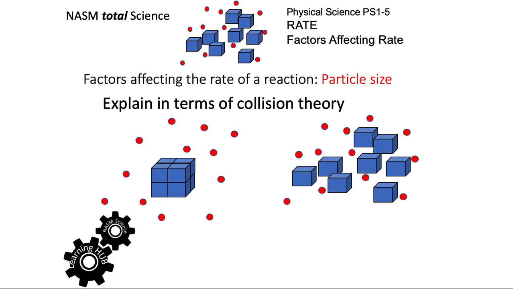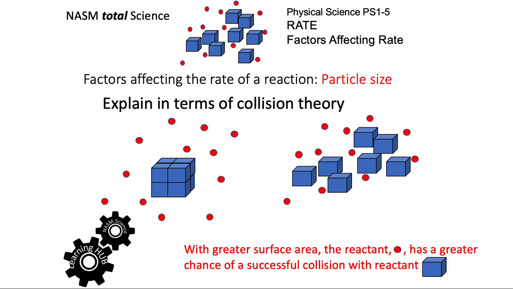And in terms of collision theory, the red dots of one reactant, when there's a large block, are going to collide, but you'll get more frequent collisions, more successful collisions, if you have a much smaller particle size of the same sample.